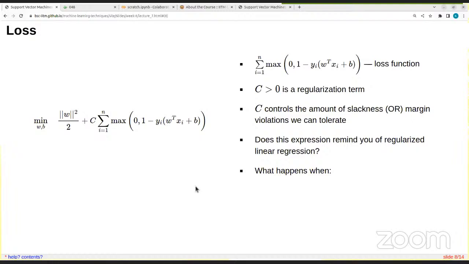So won't kernels be important for deep learning? Sorry? Won't kernels be important for deep learning? Not really. I'm not sure if it is that important. I don't think so.